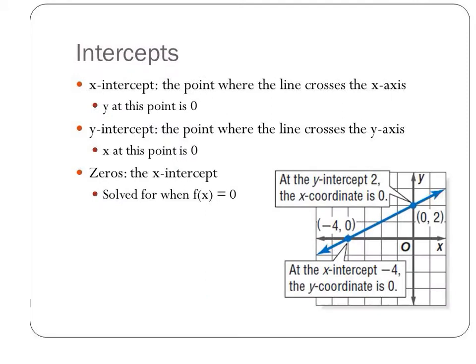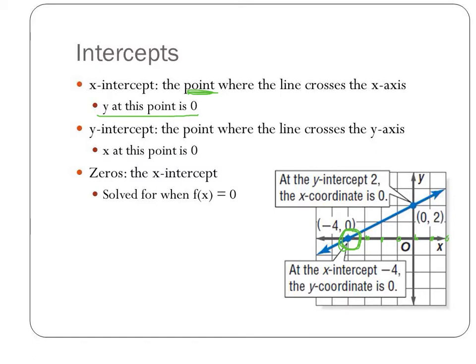So the next thing we're going to talk about is intercepts. Your x-intercept is the point, okay, it's a point, where your line crosses the x-axis. So right here is an x-intercept. At every single x-intercept, y is 0. Y at this point is 0, right? It doesn't matter where your x-intercept is, at all these points, the y value is 0.